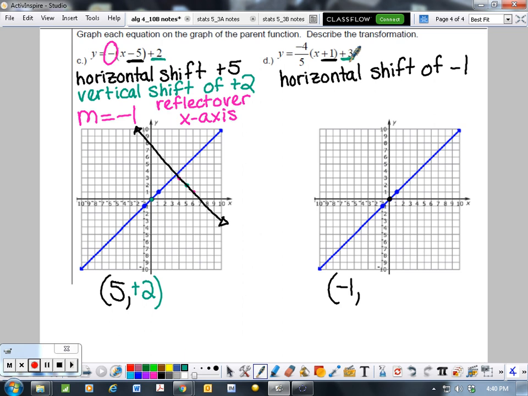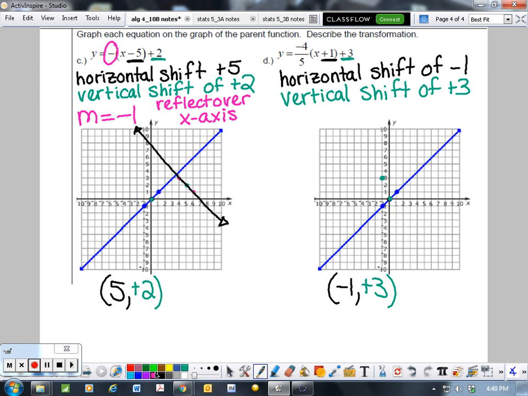Y moves it up and down, so it's our vertical shift of +3, so we're moving it up 3. So now we're going to go to that 0, 0 point, and we're going to move it down 1, or wait, not down 1, but to the left 1, and then up 1, 2, 3.